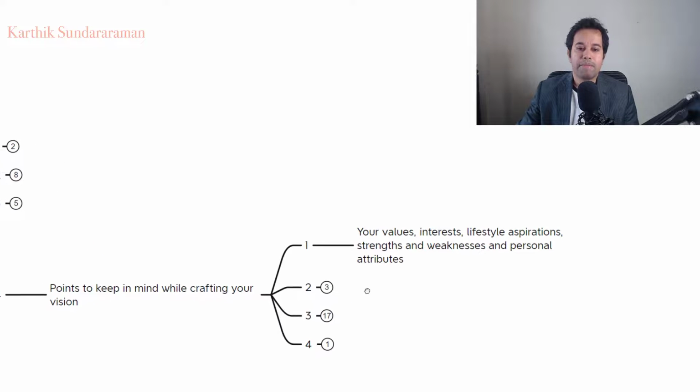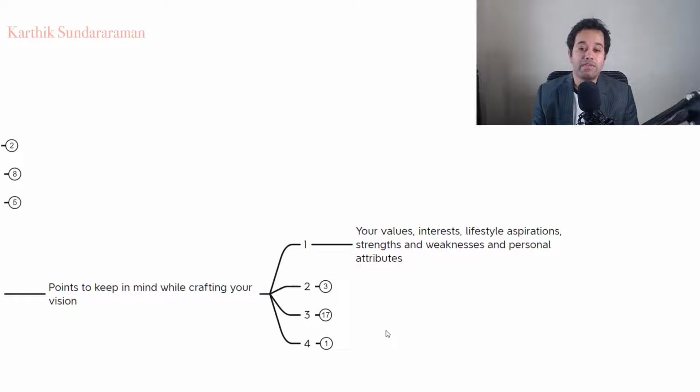The first one being, what are your values, your interests, your life aspirations, strengths and weaknesses, and personal attributes? Very important. As I said, a vision is like a filter through which you can make decisions, and your values, interests, aspirations, strengths, weaknesses can also act as sub-filters for you to look at before making certain decisions.